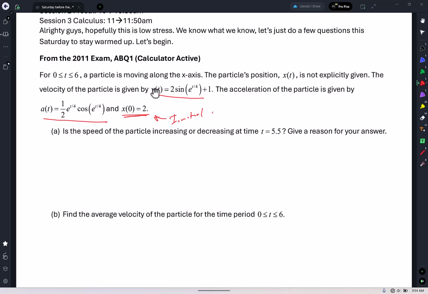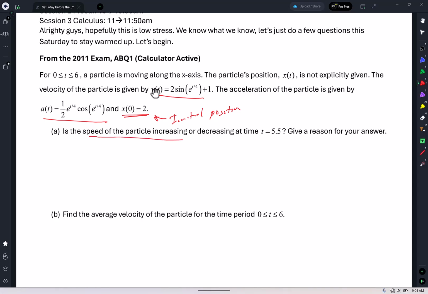Initial position. I don't like to use the word initial because sometimes they'll say x of 3 equals 5, and that's quote unquote initial position, and the time's not 0. But usually if it's time 0, you just call it initial in physics. All right, letter A. Is the speed of the particle increasing or decreasing at time t equals 5.5? Give a reason for your answer.